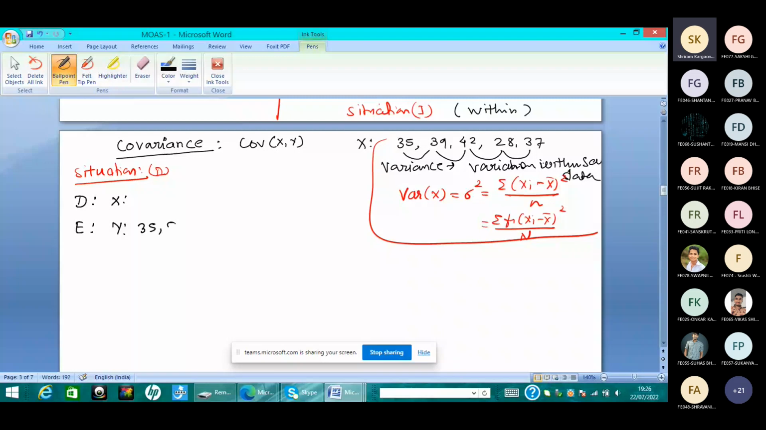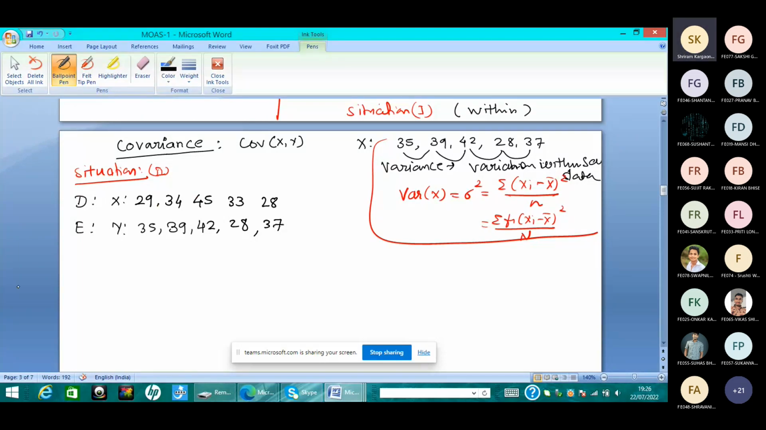35, 39, and this is 42, 28, and 37. Now I take the marks of 5 students from D division, out of the 50, same condition. Suppose they are getting 29, then 34, then 45, then suppose 33 and 28.